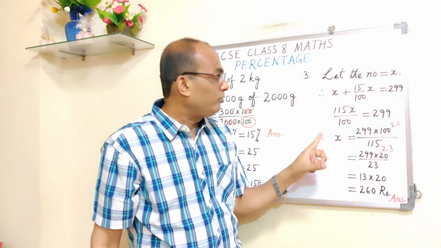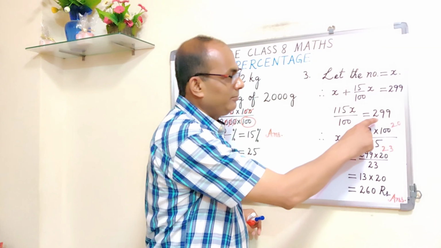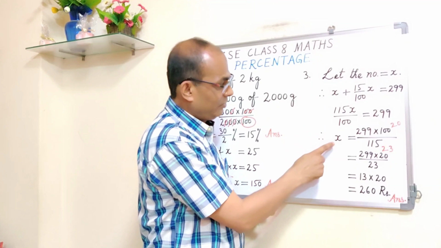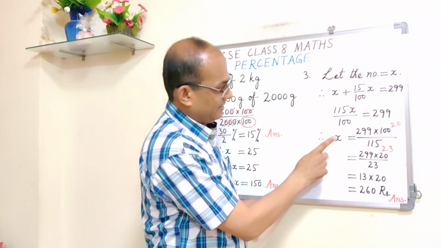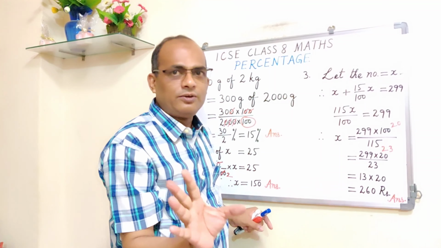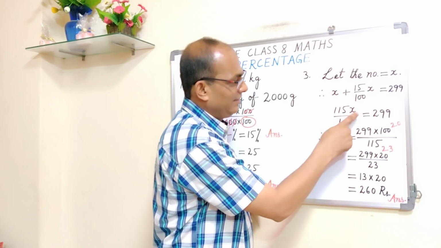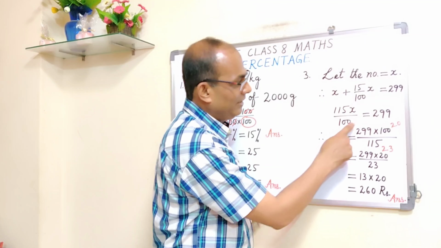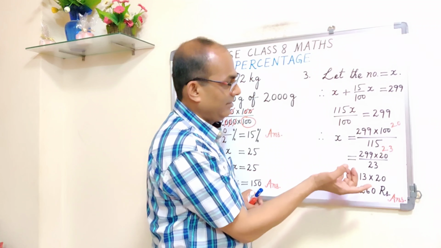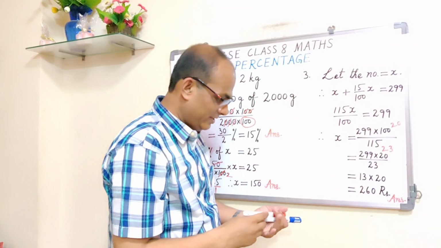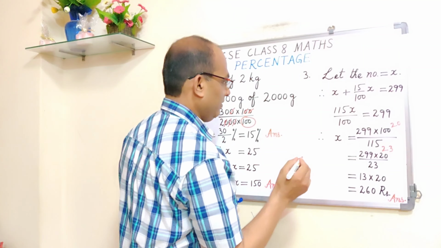Fine. Therefore again cross multiplication, here there is nothing, means 1 in the denominator. So 1 multiplied by 115x gives you, alright. So one more step you can write down. If you wish to write down, you should write down. One more step: 115x is equal to 299 multiplied by 100. And then after that, in between these two steps, you can write down one step. What is that step?